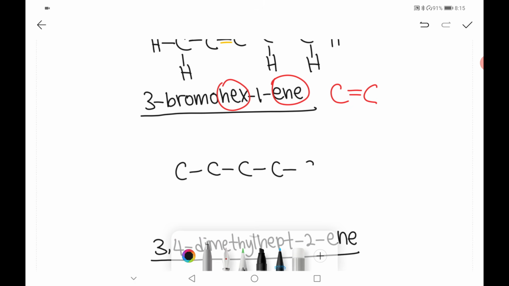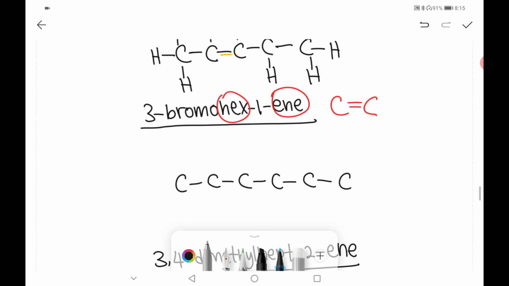So let's draw it up. Longest, we have 6 carbons. So then we need to check is there any branch or not. Before we go to draw the branch, after drawing the longest carbon backbone, you need to put in the double bond. So where is the double bond? Look at the number here. The number is 1. So the number is 1 means what? The double bond is on the first carbon.